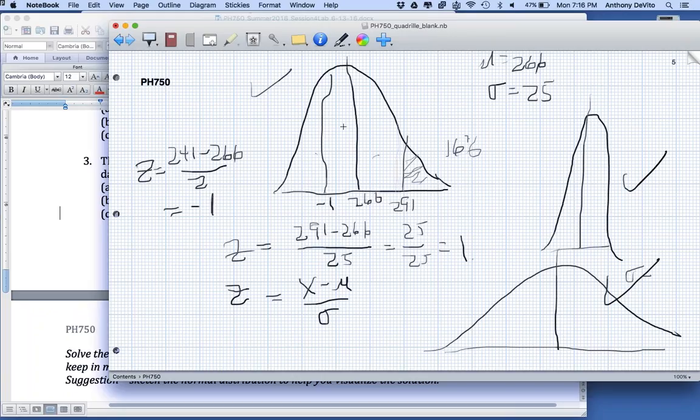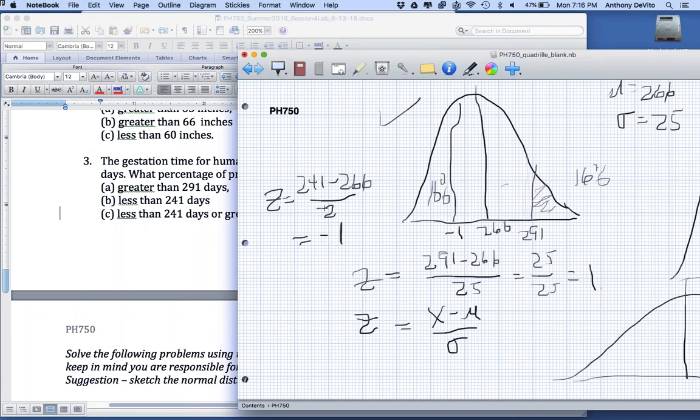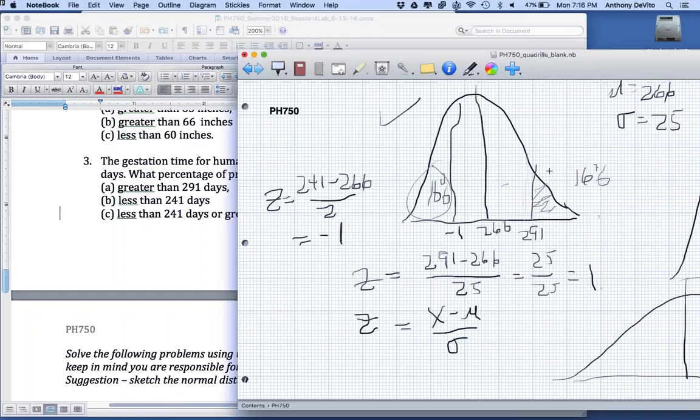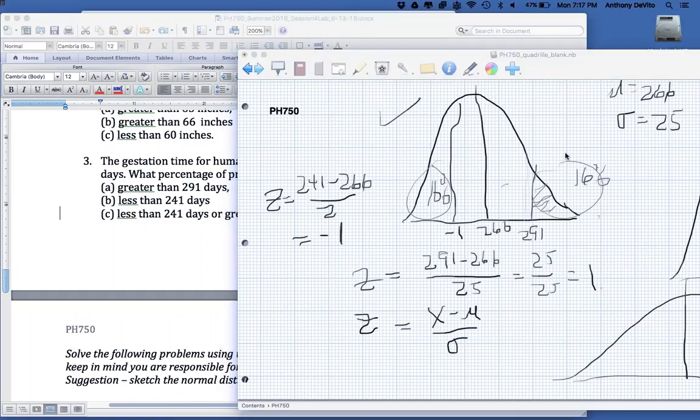That's really by convention. That's all that means. So again, that would be 16% of the population would be below 241 days if it were really normally distributed. How about less than 241 or greater than 291? Well, again, it's 16% plus 16%, 32%. Okay, you guys online are doing that?